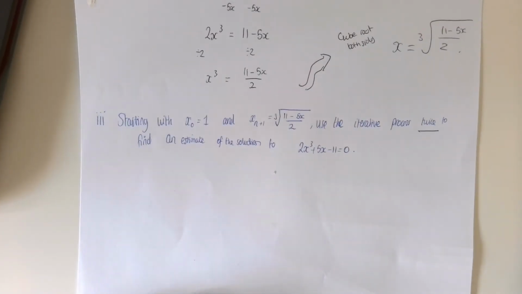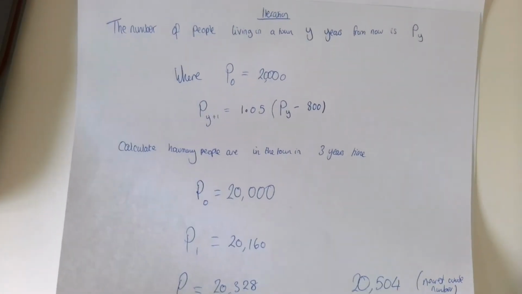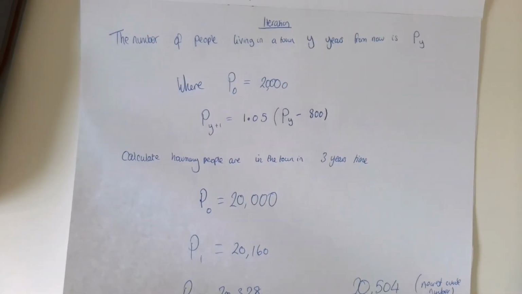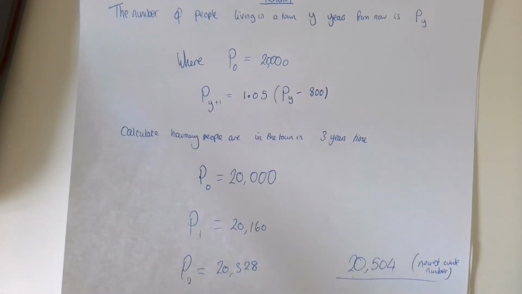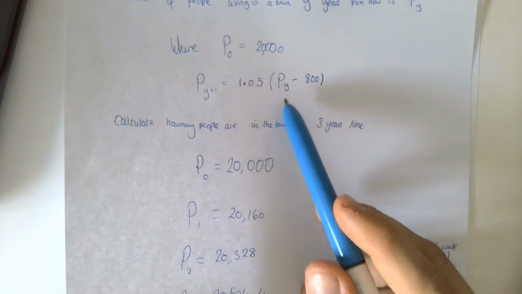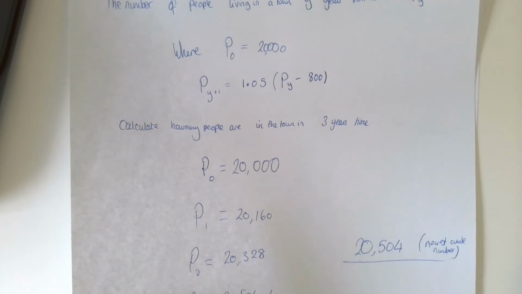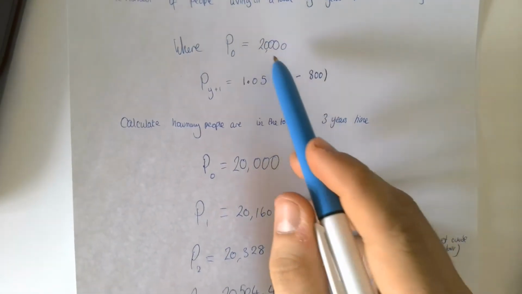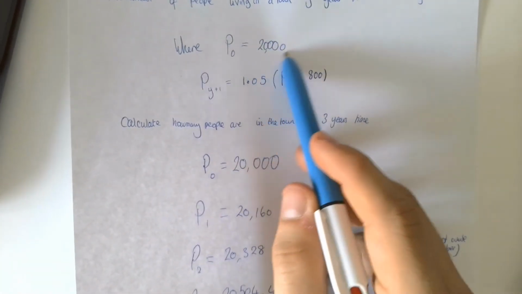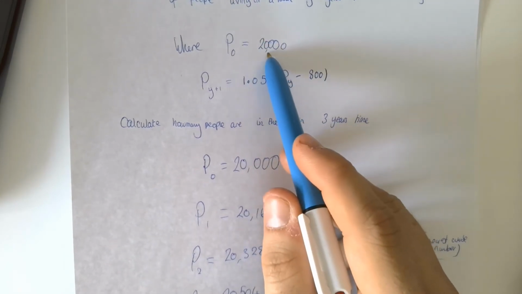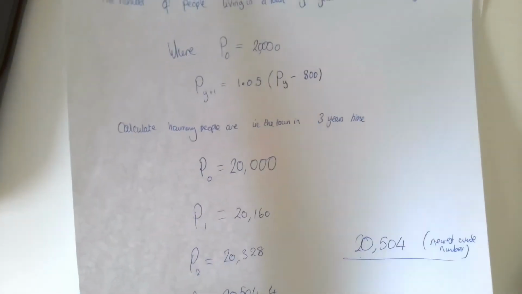So if you cast your mind back to that previous video when I was looking at the number of people living in a town, I had to use my answer function on my calculator. Okay, I started off by programming in my initial value and then putting that into the equation.